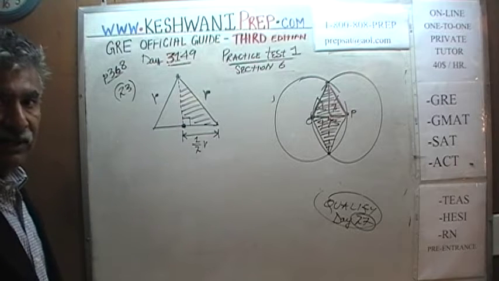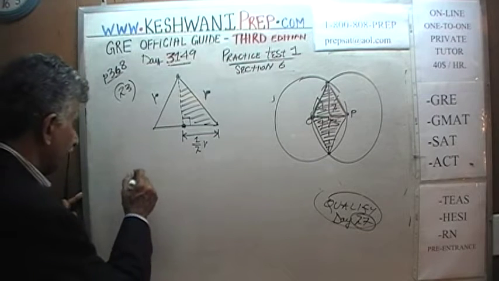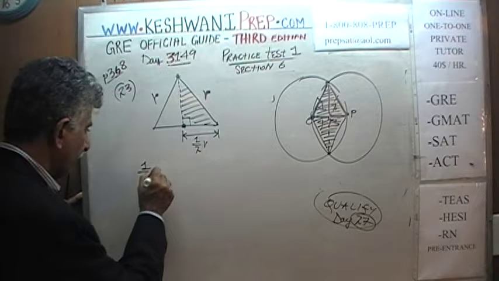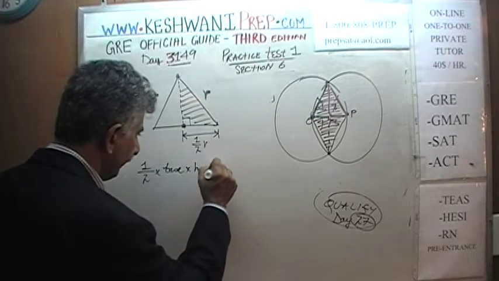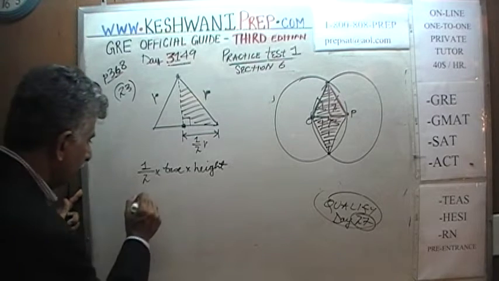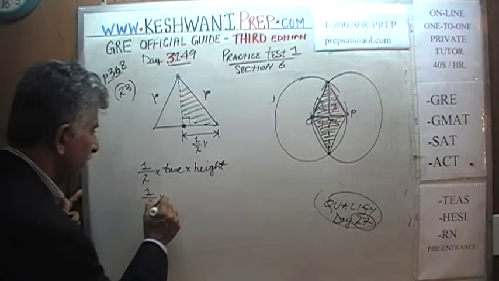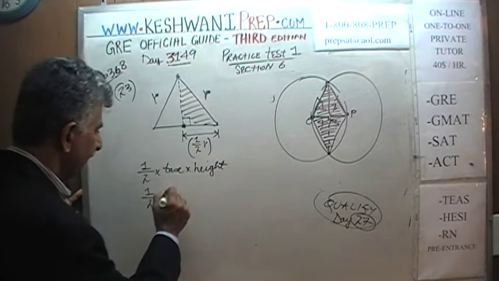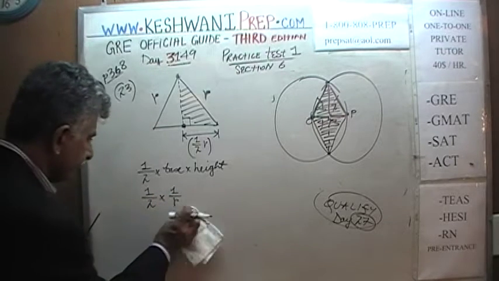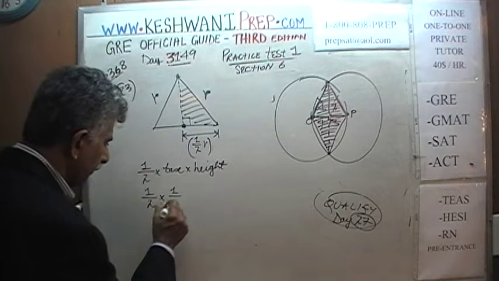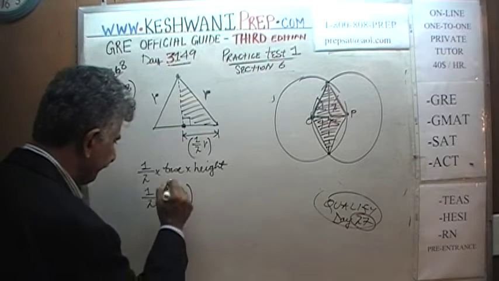How do we find the area of a triangle? Well, it's very simple. The area of the triangle is simply 1/2 base times height. 1/2. How much is the base? Well, base is right here. Base is 1/2. Base is 1/2 times r.